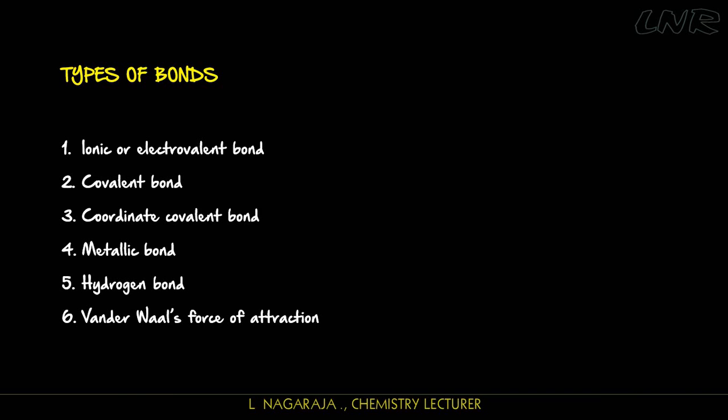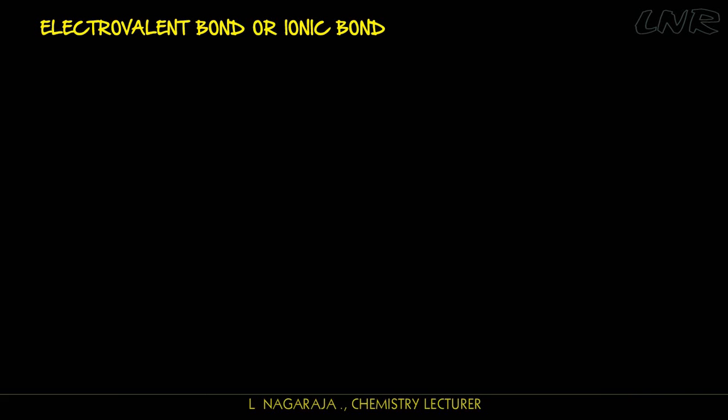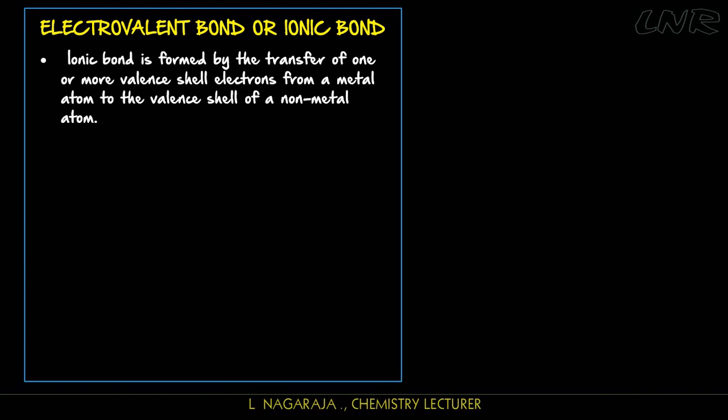Let us see one by one. The first one is the ionic or electrovalent bond. We all know that the name itself indicates that this bond is formed between ions. Ions are nothing but cations and anions. The ionic bond is formed by the transfer of one or more valence electrons from a metal atom to the valence shell of a non-metal.